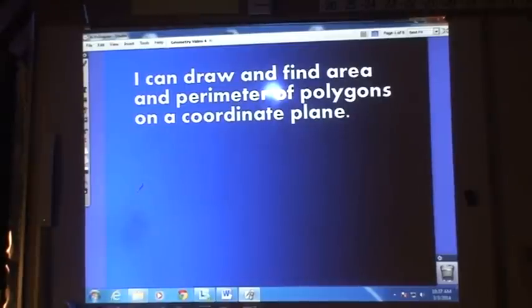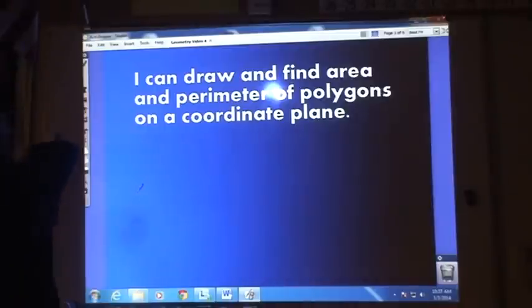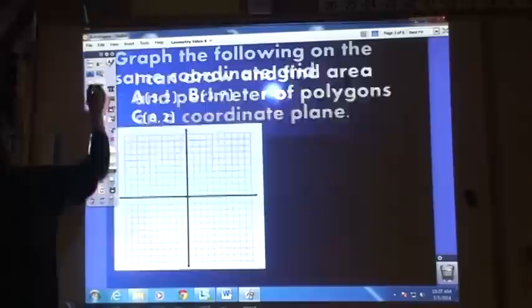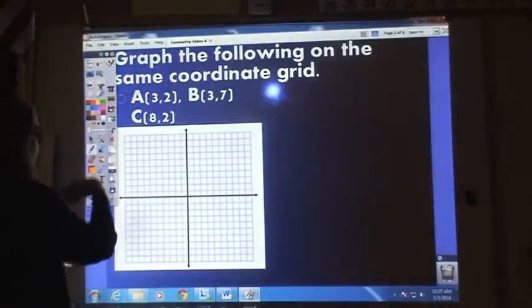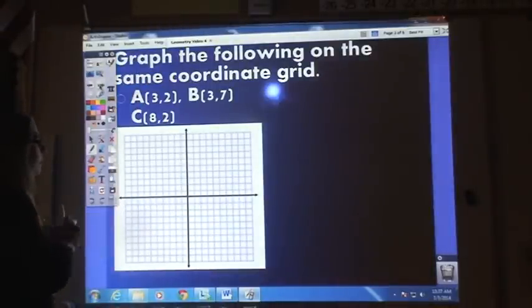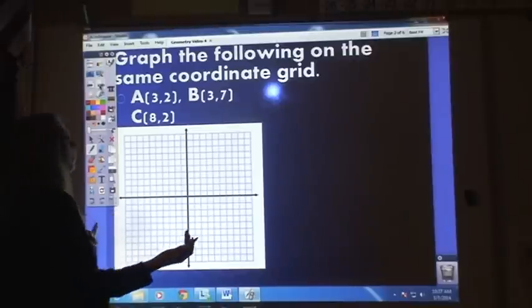I can draw and find area and perimeter of polygons on a coordinate plane. We're going to start by graphing these following points. You're going to graph them all on the same coordinate plane, but I'm going to go ahead and do it on 4 different ones just so you can see it more clearly.